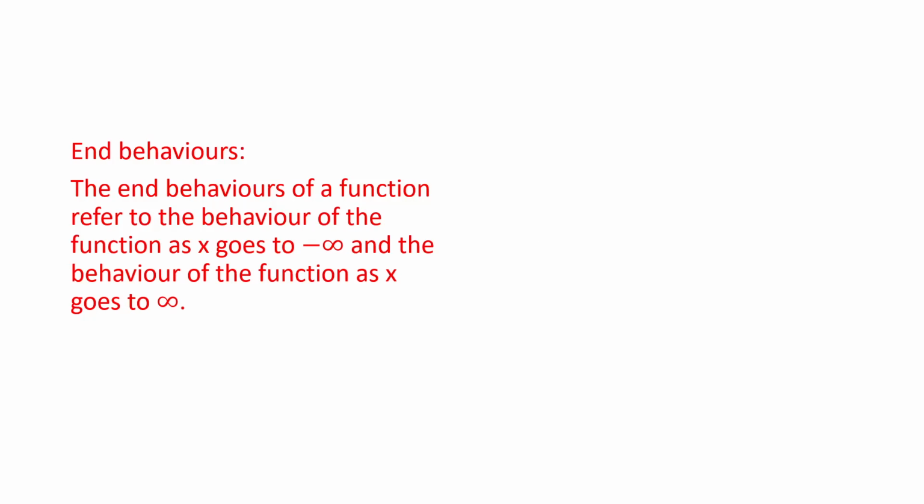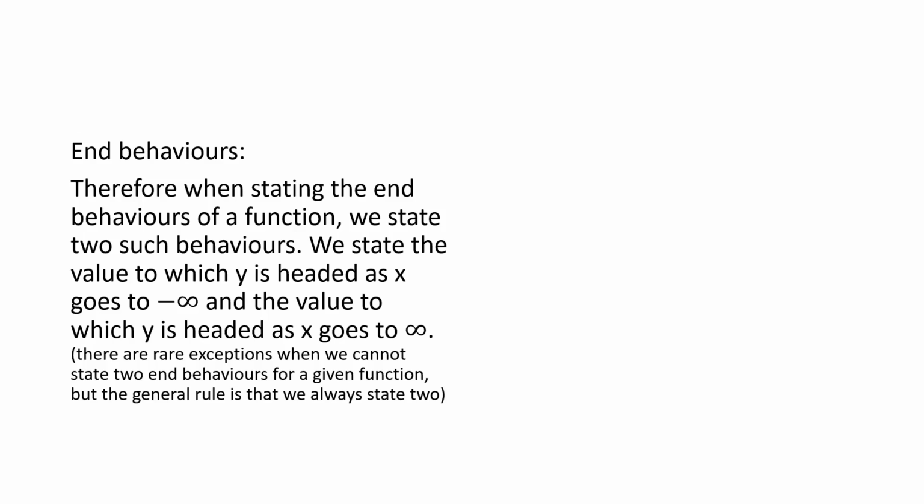These are discontinuities. Now, another thing we talk about in this course a lot are end behaviors. The end behaviors of a function refer to the behavior of the function as x goes to negative infinity and the behavior of the function as x goes to infinity. Negative infinity is the far left and infinity is the far right. When stating the end behaviors of a function, we state two such behaviors. We state the value to which y is headed as x goes to negative infinity, far left, and the value to which y is headed as x goes to positive infinity, far right.